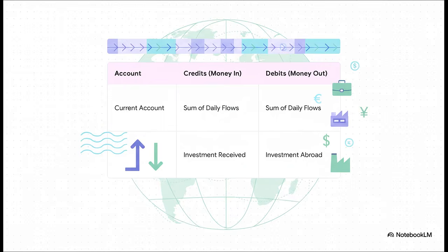So now we can put it all together. Here's our ledger. We've got the current account, which we already built, and right below it, we add the capital account to track all those big investment flows. Together, these two accounts capture pretty much every single international transaction a country makes.